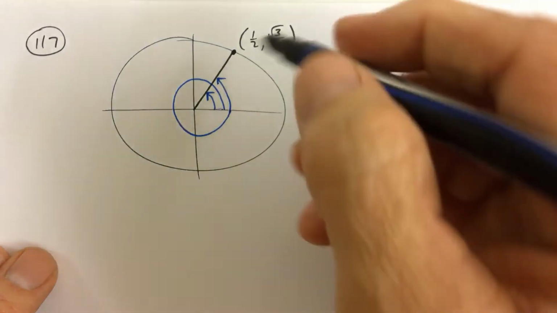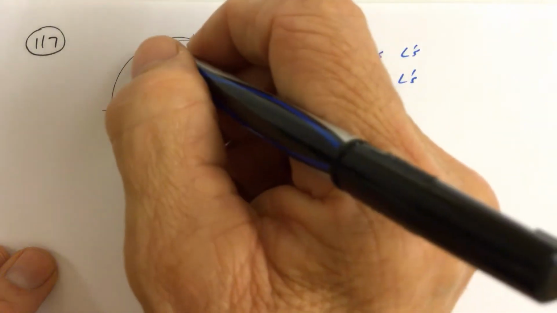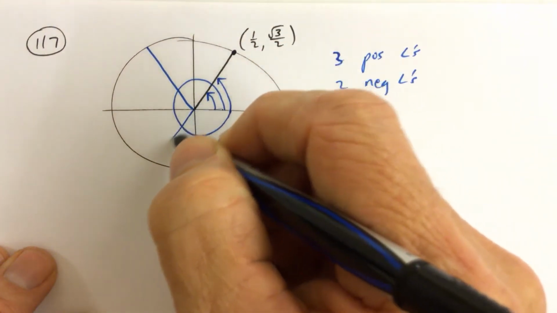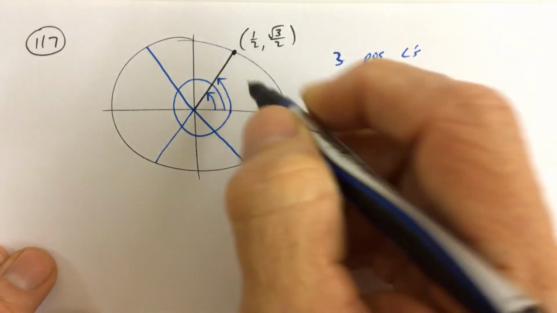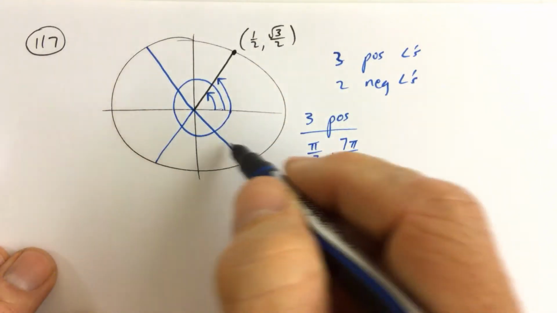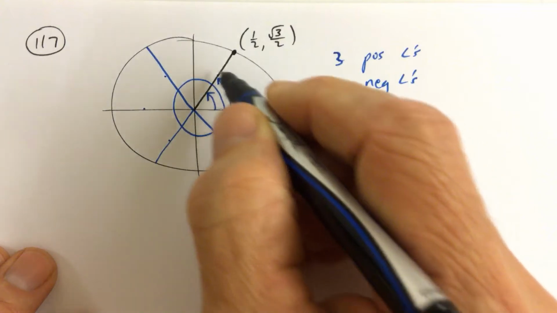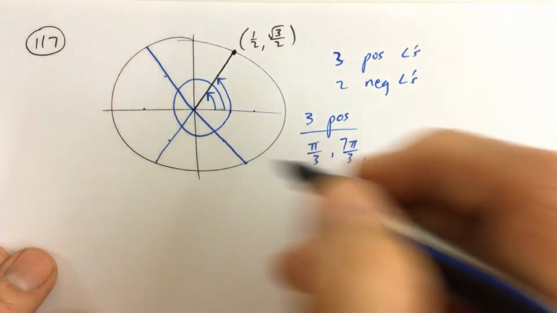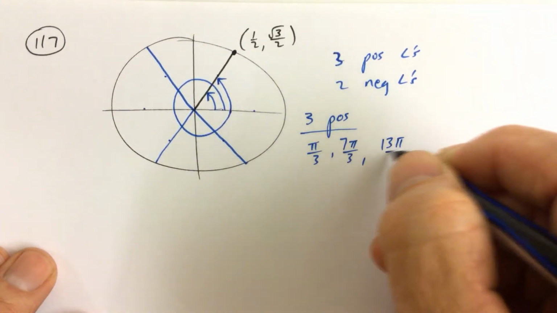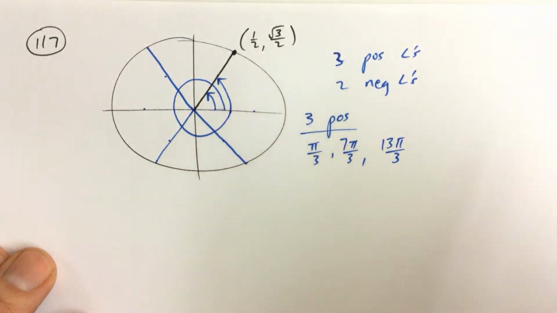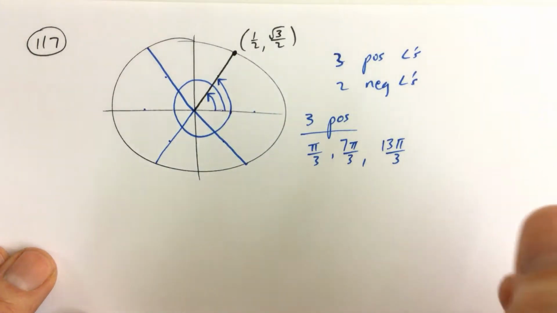And then we need one more. So 7 pi over 3. Let's count by pi over 3s. So if we count by pi over 3s, then we would go 1, 2, 3, 4, 5, 6, 7, 8, 9, 10, 11, 12, 13. So if we go one more time around, we have 13 pi over 3. So that's my 3 positive angles in radians.